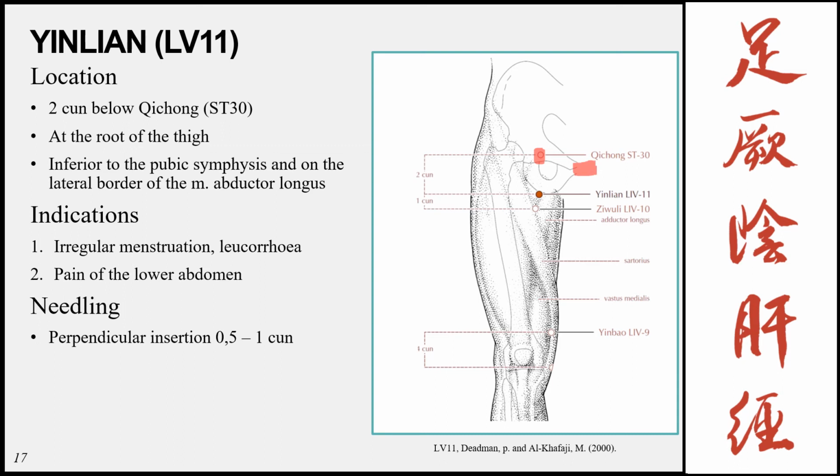So as you can see, this is very similar to liver 10's location. The only difference is it's 2 tsun instead of 3 tsun. So that puts it over here. The indications: it can be used for irregular menstruation and leukorrhea and pain in the lower abdomen. And our insertion is perpendicular, 0.5 to 1 tsun.